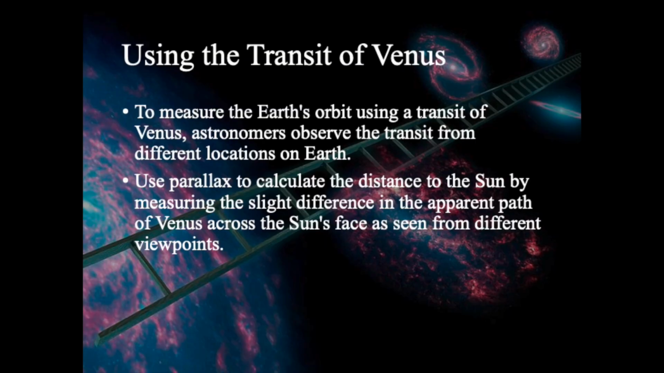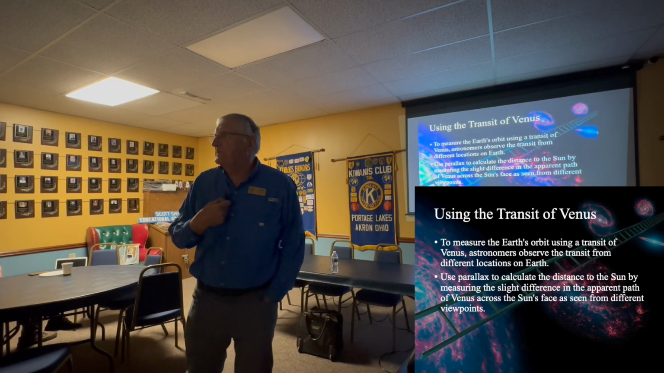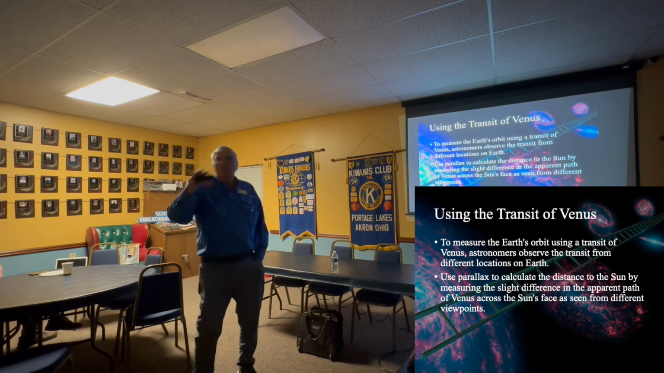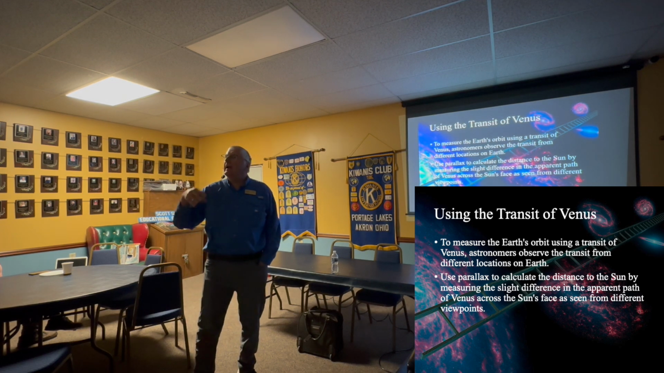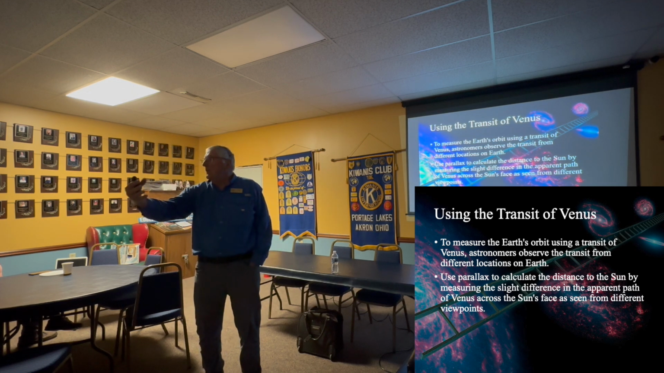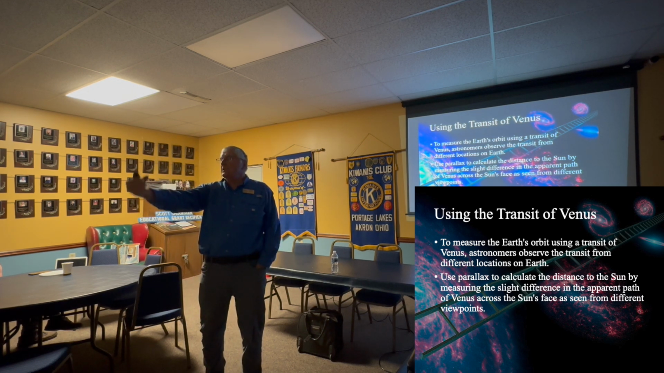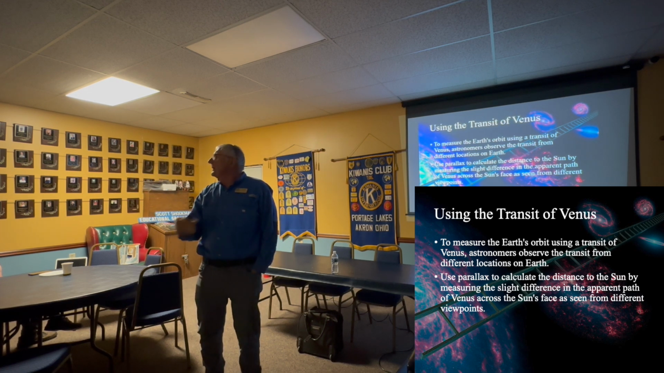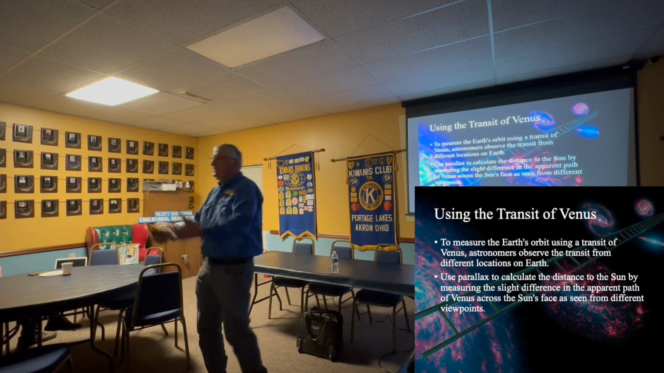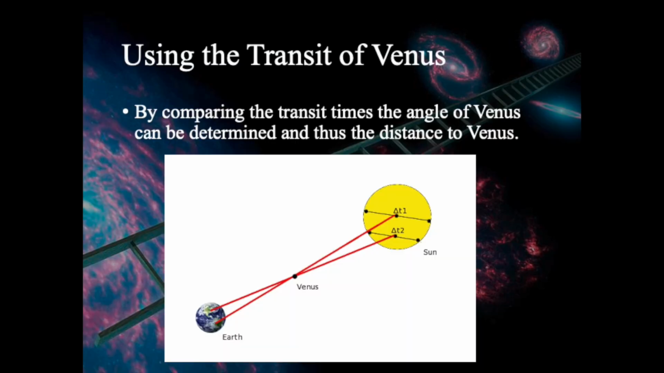To measure the Earth's orbit, originally it was done using the transit of Venus. And once we've used the transit of Venus, we can use parallax to figure out what the distance is to Venus. And once we know what the relative distance is from the Earth to Venus and Venus to the Sun, we can calculate our distance to the Sun. So this takes a lot of steps, but it all works.